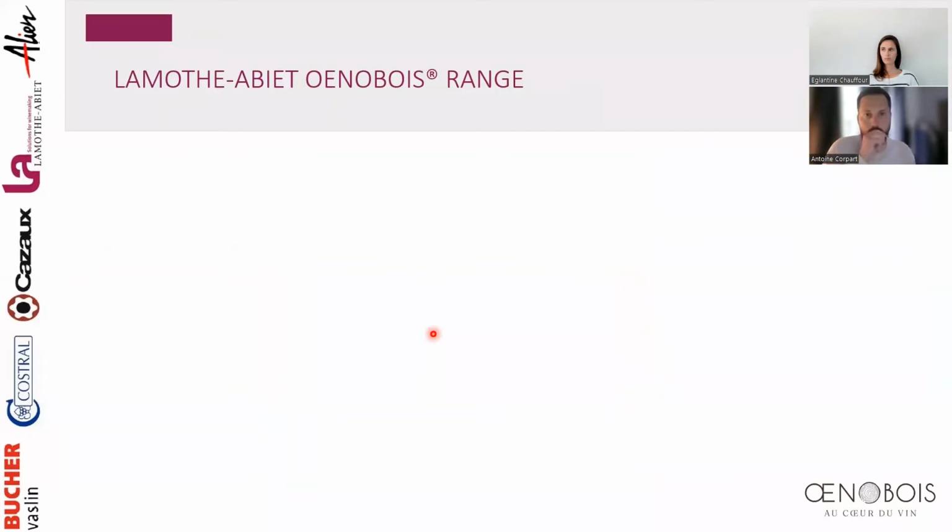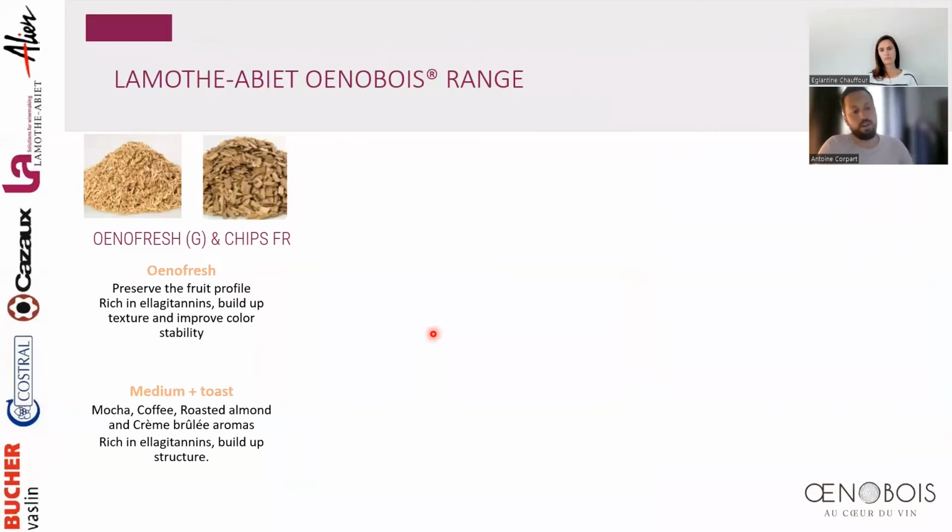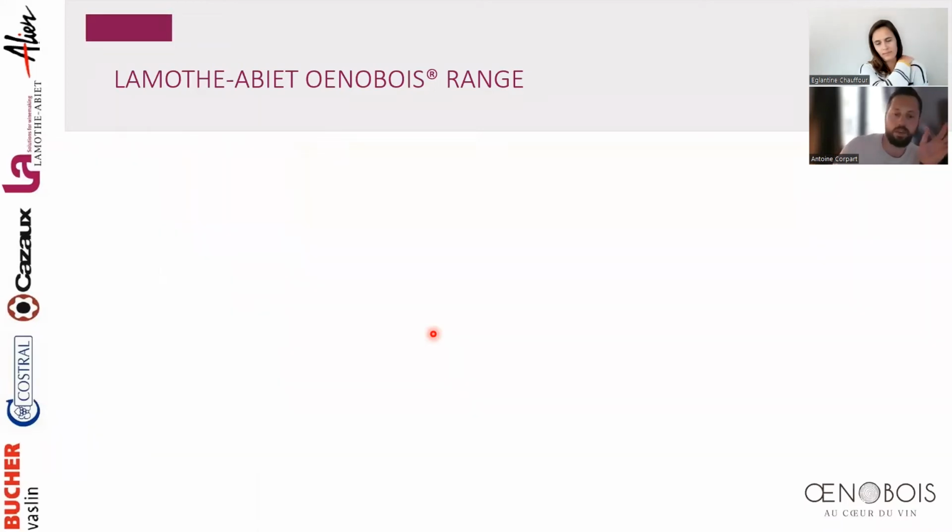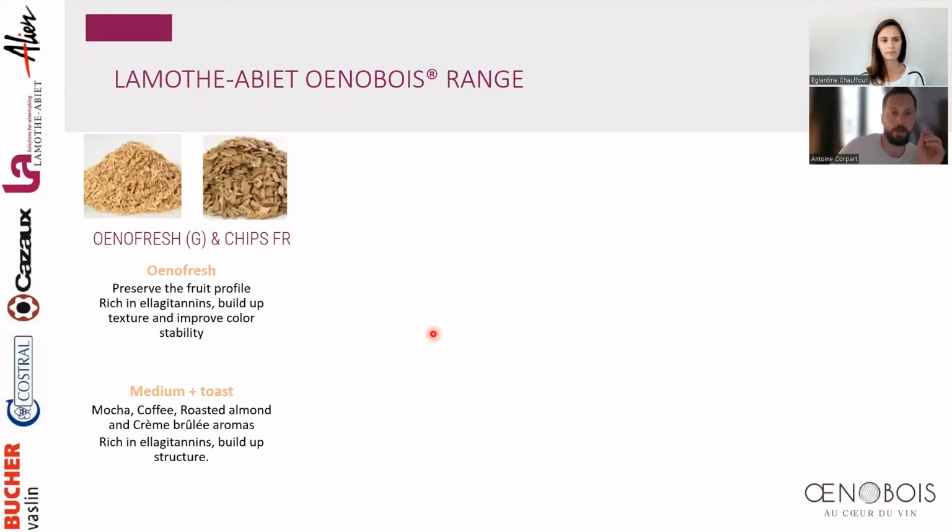So now let's talk about the Onobois range. I will not detail all our range because Eglantine will do it, but I only want to say that we produce some granulars like our Ono Fresh, like a Bois Frais, I mean without heating process. We produce some French chips and American chips, like medium plus toast that you can see here. It's oak with a rich concentration in furfural.